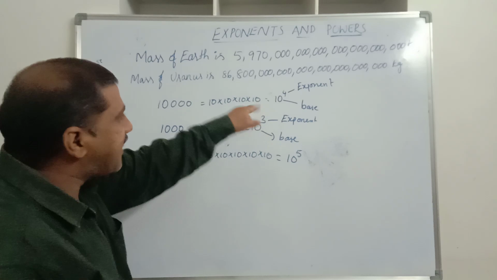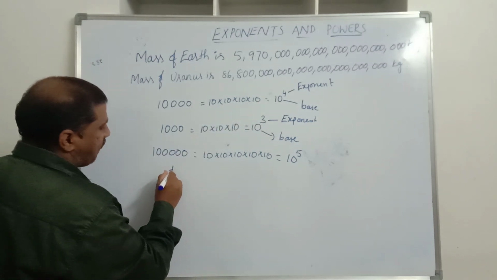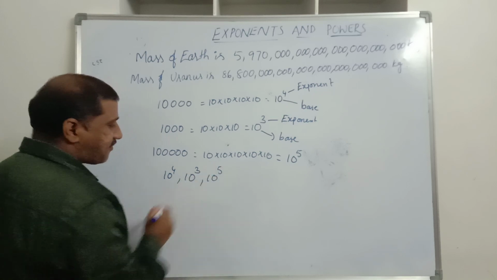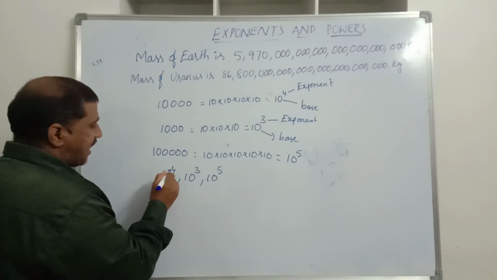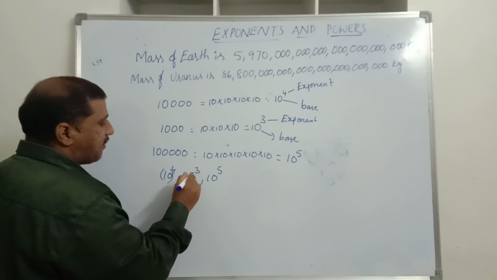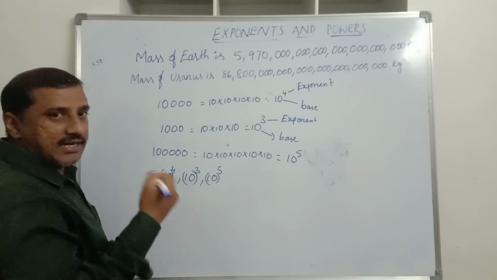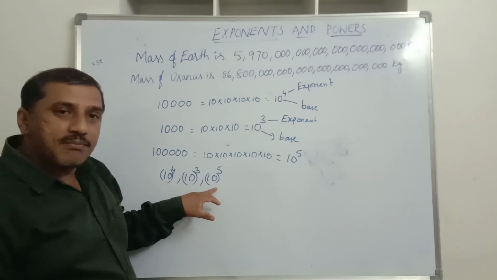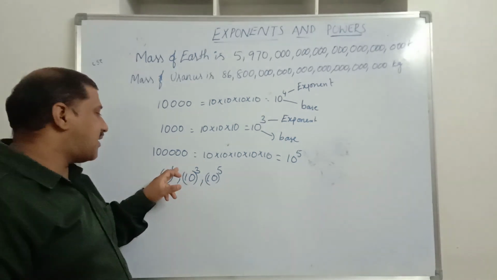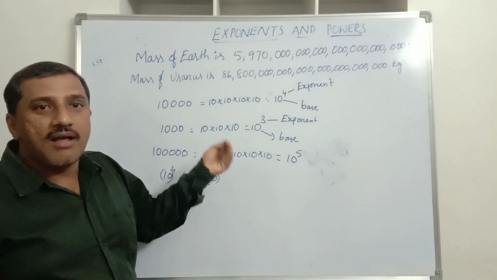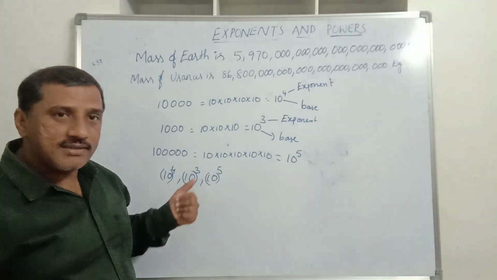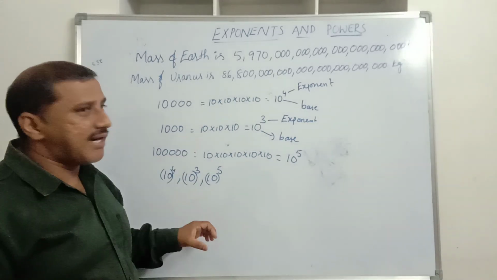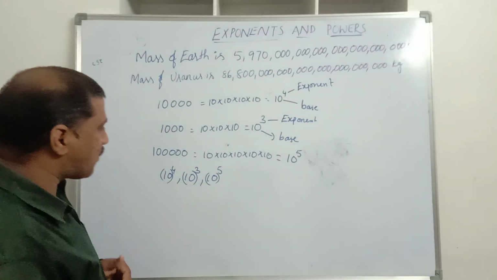If we observe these exponential forms, 10 to the power of 4, 10 cube, or 10 to the power of 5, 10 is the number which is multiplied by itself different numbers of times. So here 10 is the common base, and the exponents 4, 3, 5 are different for the same base. Not only with 10, we can write exponents with some other different numbers also.